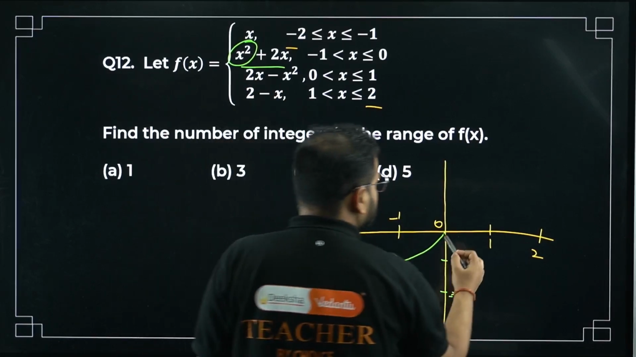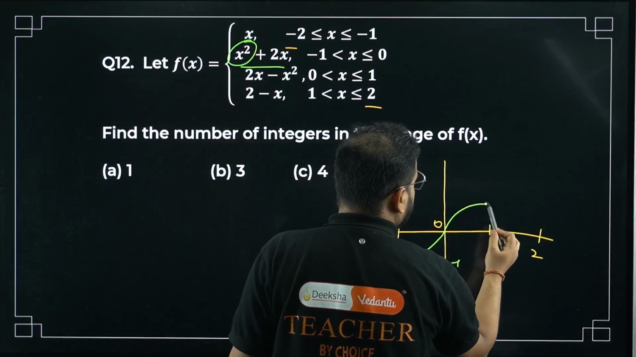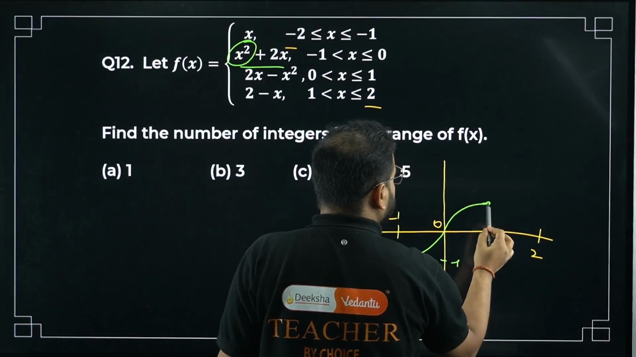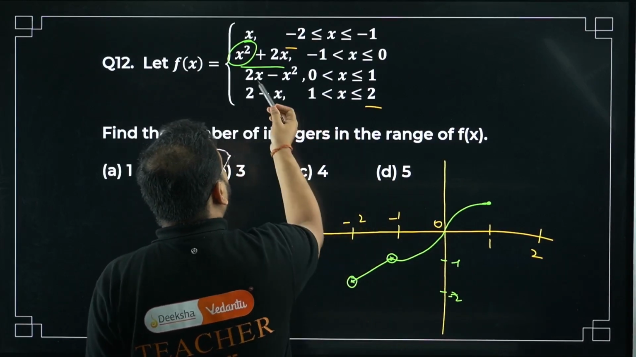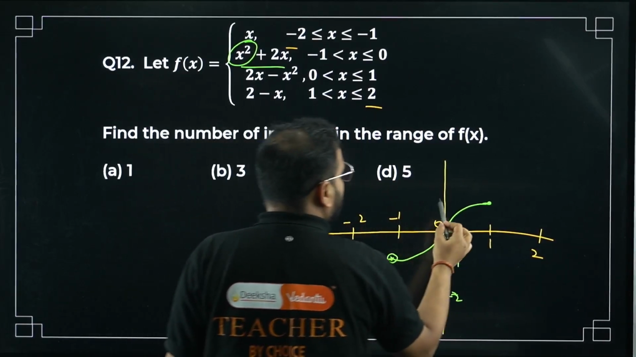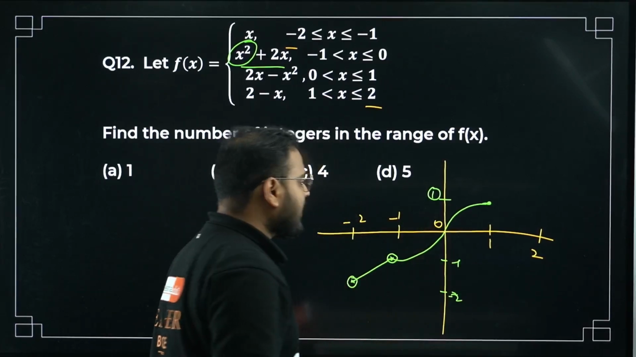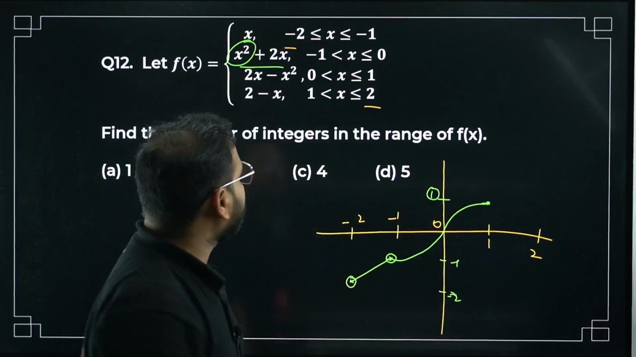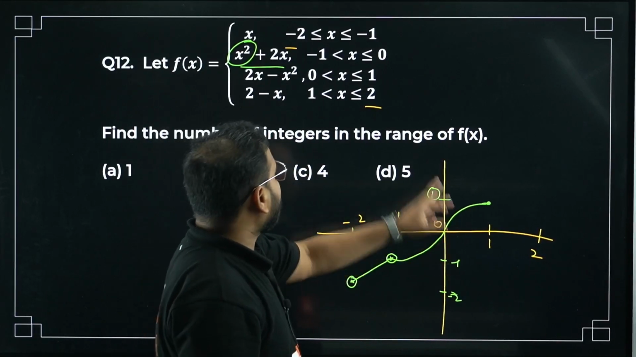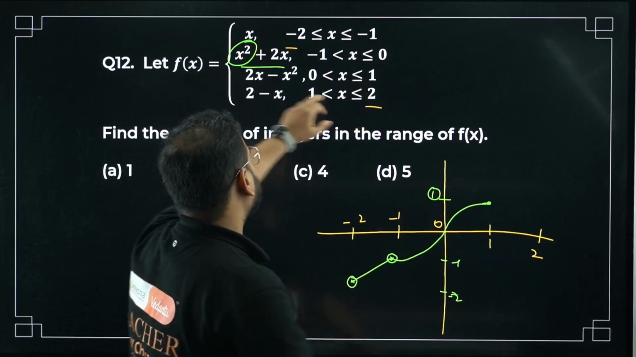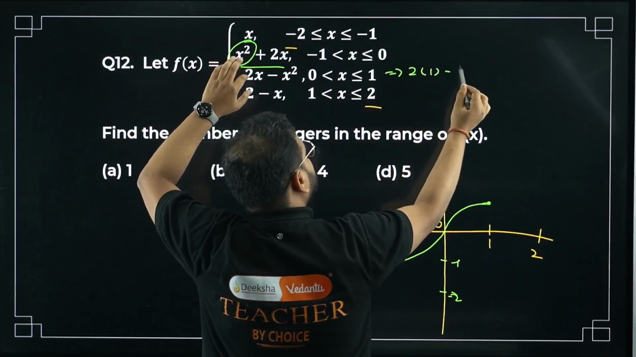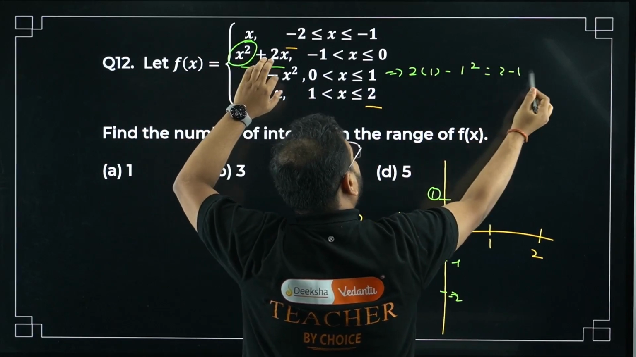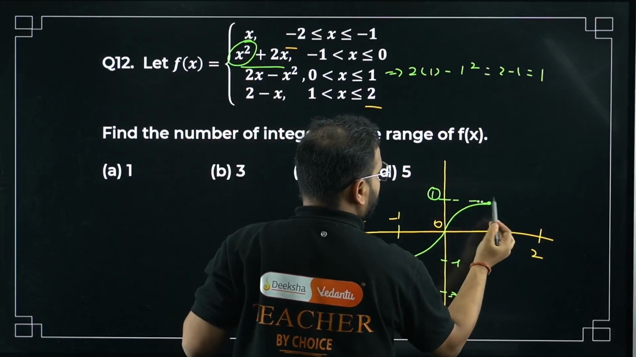So something like this. What is this value going to be? Please check. Put here x as 1. It will become 2 minus 1, so the value will be 1 only. If you put x as 1, equality is here: 2 into 1 minus 1 square. How much is that? 2 minus 1, that is 1. That's why I've written here 1, sir.